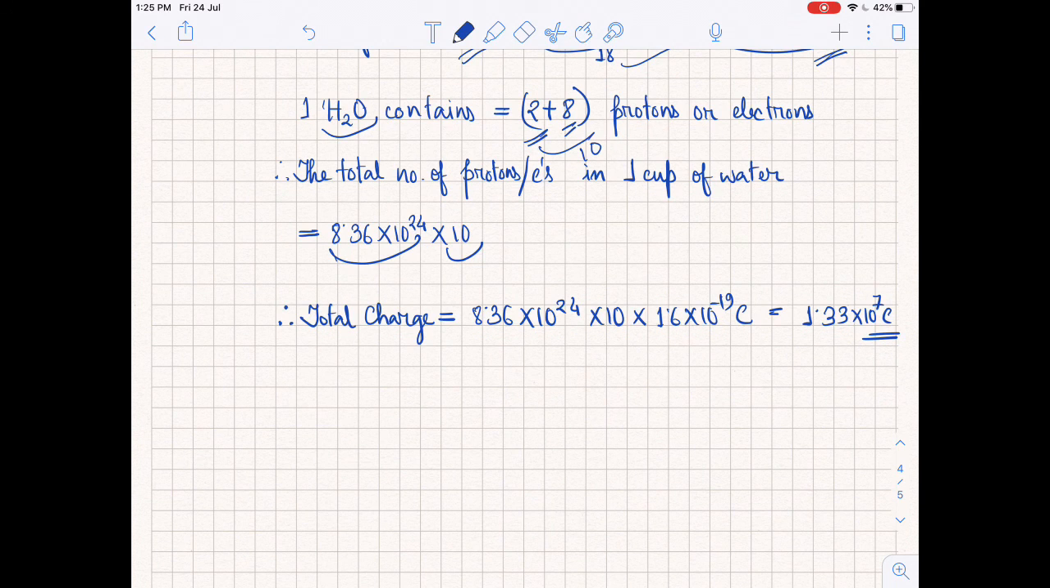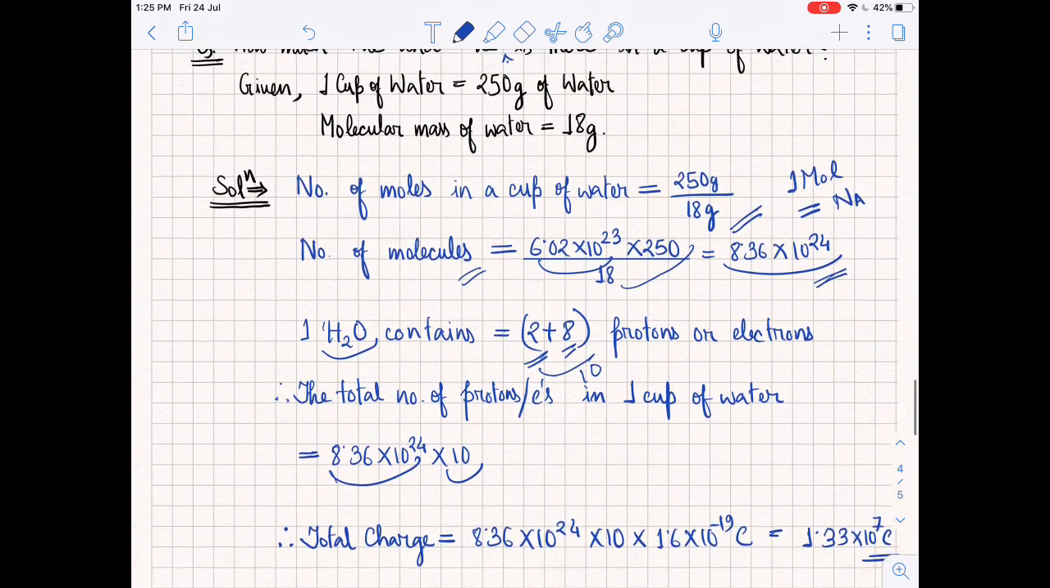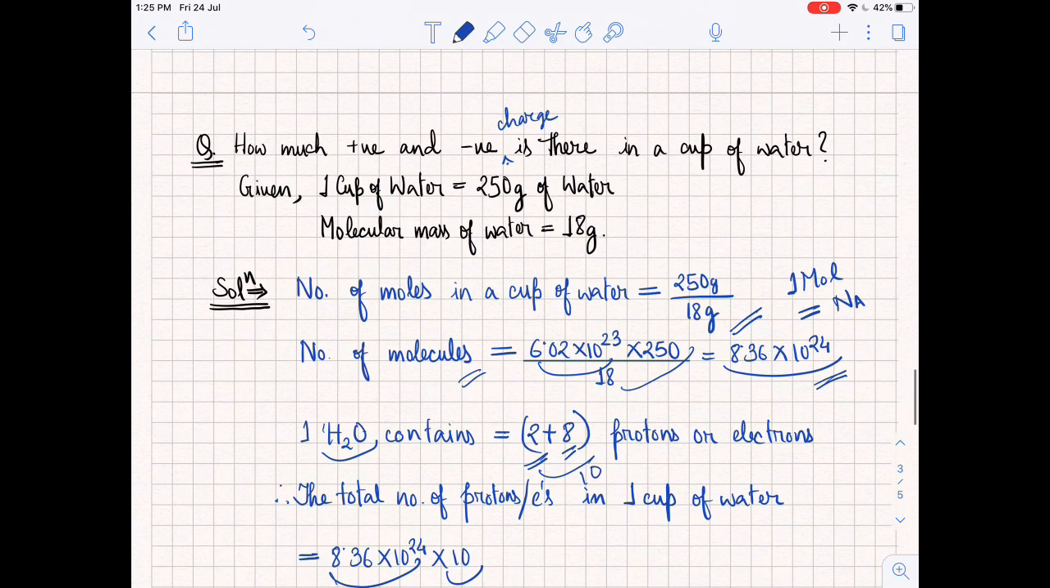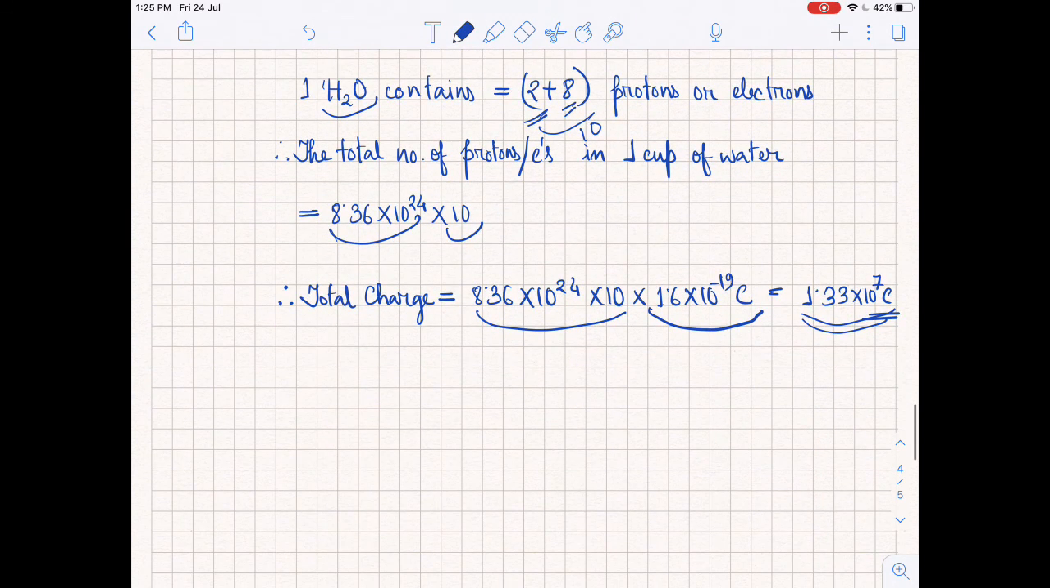Therefore, the total charge contained in a cup of water will be equal to the total number of protons or electrons in a cup of water times the electric charge, which is 1.6 into 10 to the power minus 19 coulomb, which gives the result 1.33 into 10 to the power 7 coulomb. So the total charge in a cup of water will be 1.33 into 10 to the power 7 coulomb.